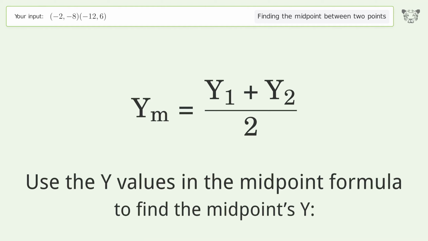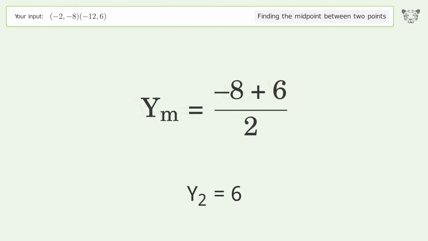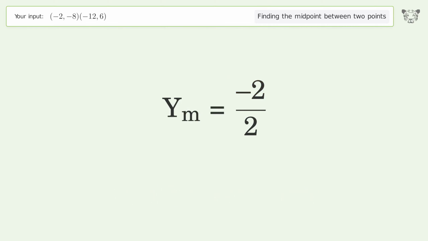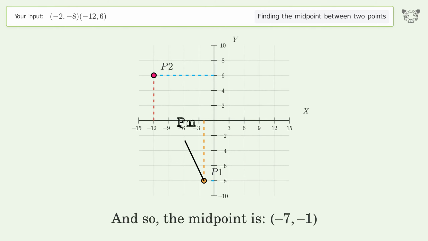Use the y values in the midpoint formula to find the midpoint's y. y1 equals -8. y2 equals 6. Simplify the arithmetic. And so, the midpoint is -7, -1.